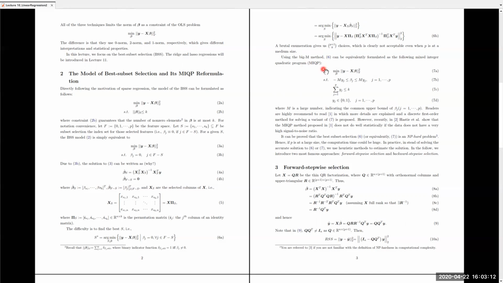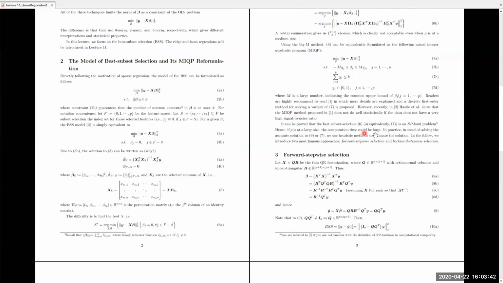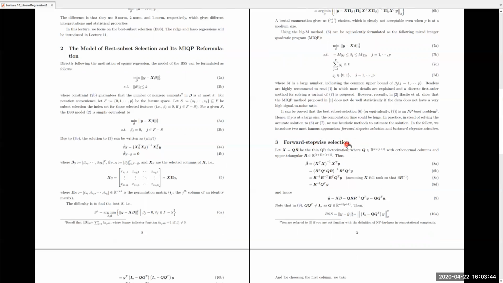So even if the MIQP problem does not have this issue, that it works statistically well only if the SN ratio is very high, even if this is true, we still face a serious problem in solving it, because if your p plus 1, the number of total columns, is large, then no matter what, solving this will cost you huge amounts of time. So in the following, I'm going to introduce two methods: forward stepwise selection and backward stepwise selection.